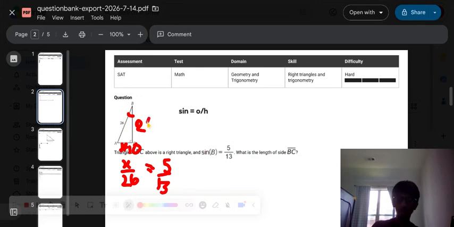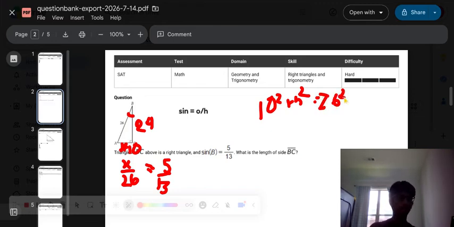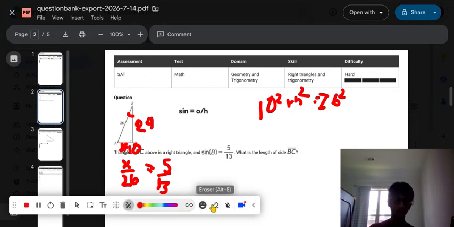But for those of you that don't know this, just use your Pythagorean theorem. A squared plus b squared equals c squared. We have 10 squared plus b squared would be equal to 26 squared, and then you can use that to figure out what b is. But for you guys that know what a 5, 12, 13 triangle is, this makes it a lot easier to solve.